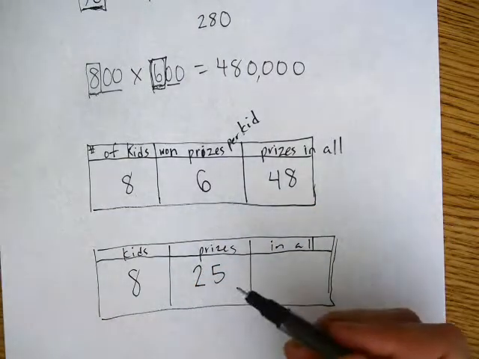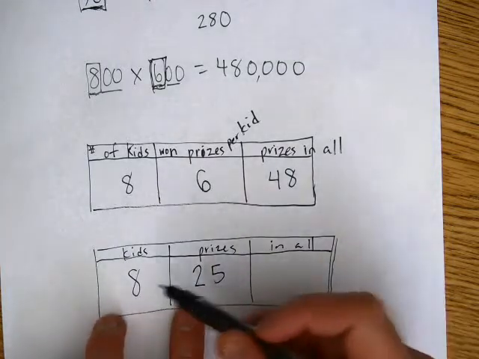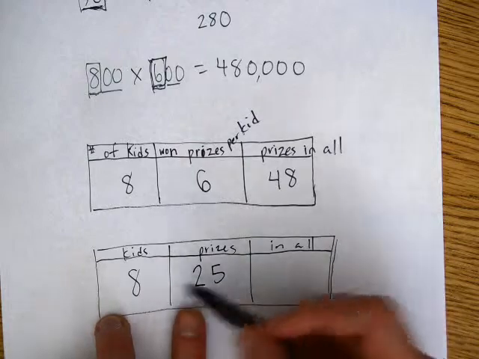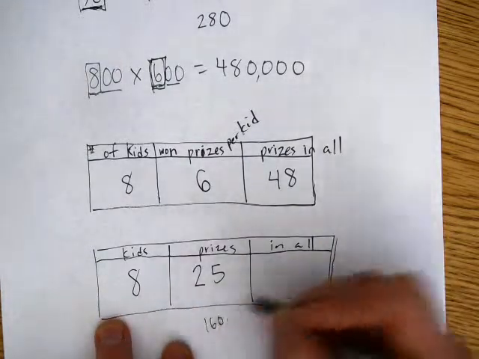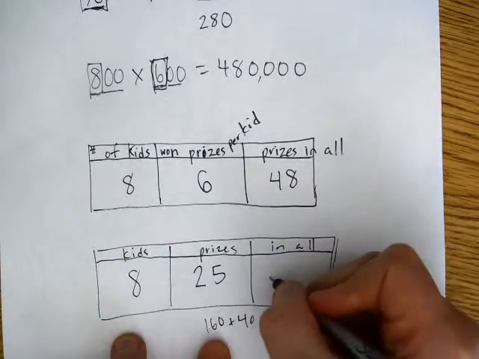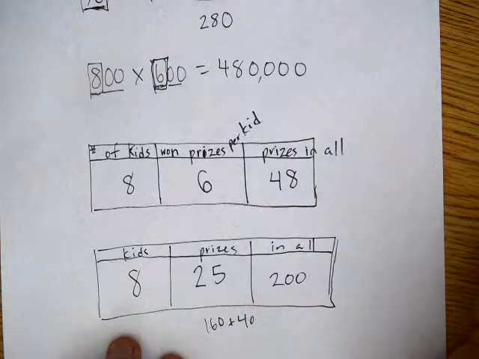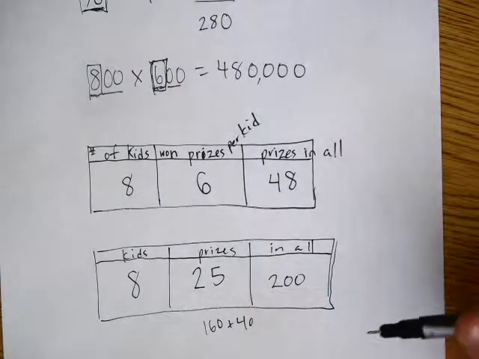We want kids to say, well, I know that 8 times 20, 8 times 2 is 16, so 8 times 20 would be 160. And 8 times 5 is 40, so I could add those together and I could get 200. That's one way to think about it. There are multiple strategies we want kids to work with.